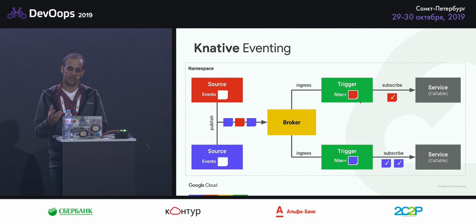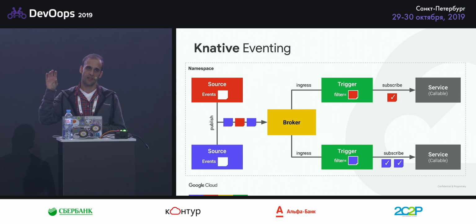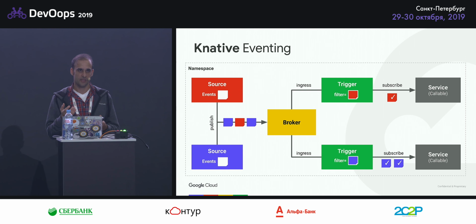A trigger basically connects the broker to the service, but at the same time, it also does some kind of filtering so that not all services get all the messages, right? So you have a broker for the namespace, a trigger for filtering, and the actual service that gets the message and does something with it. Now, the service can do something and finish with the message, or it can put it back to the broker if it wants and pass it to other services as well. So you can chain things as well.